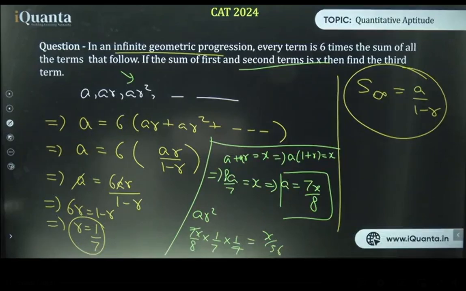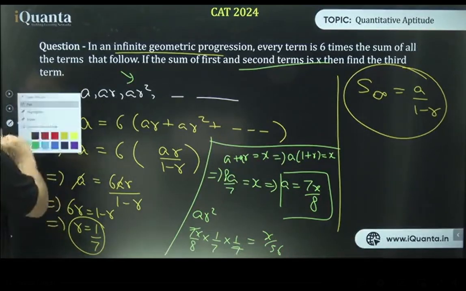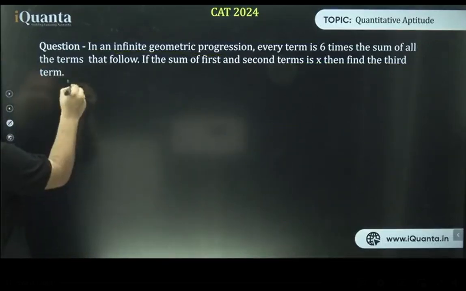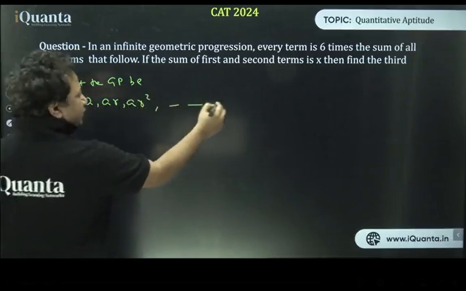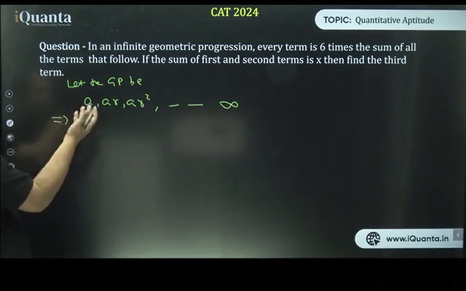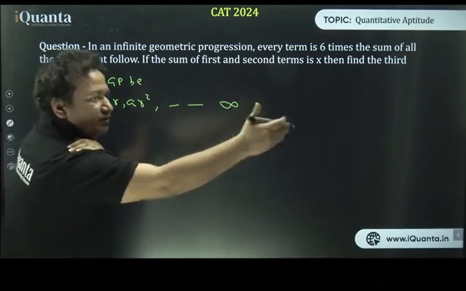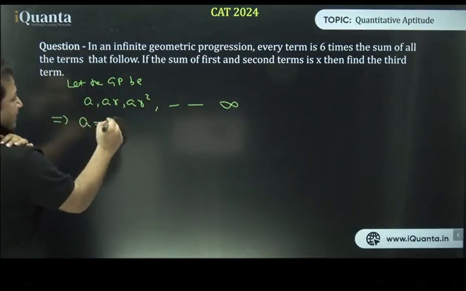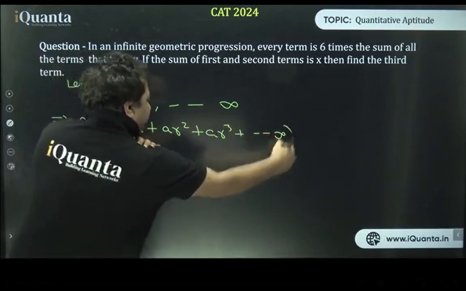वन बाय सेवन तक कैसे और क्यों पहुंचे? ये क्या सवाल है? कैसे और क्यों? एक बार मैं इसे धीरे कर दूँ, चीज़ को धीरे बताता हूँ. Let the GP be A, AR, AR square, so on till infinity. Okay. Question says every term is 6 times sum of the terms that follow. Every term. तो पहला term भी यही होगा. Even the first term would be 6 times the sum of all the terms that follow. First term is A. This will be 6 times the sum of all the terms that follow. सबका sum मैंने कर दिया यहाँ पे. Is that right? Understood?